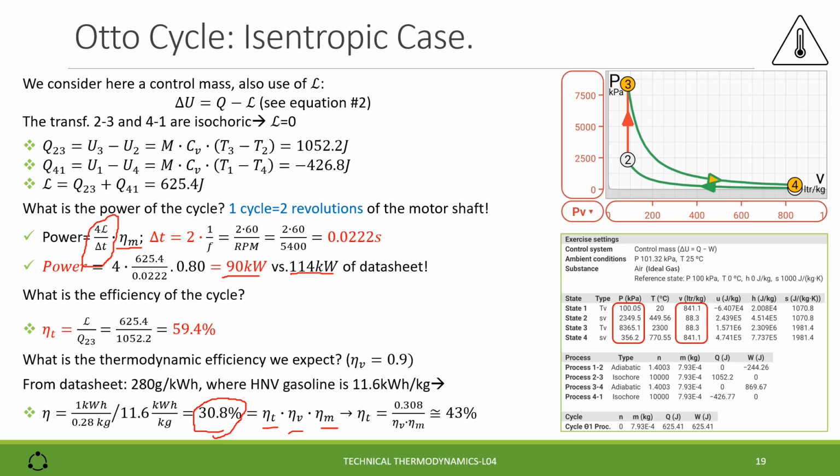From that relationship, we can solve for eta T, and we find eta T equals 0.308 divided by the product of the remaining efficiencies, and we land to 43%, which is significantly less than the calculated efficiency above. That means our model is not matching very well.